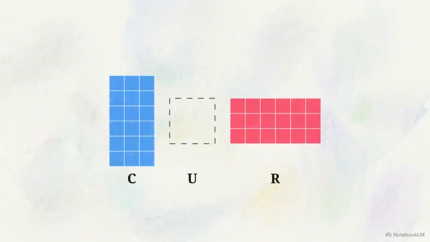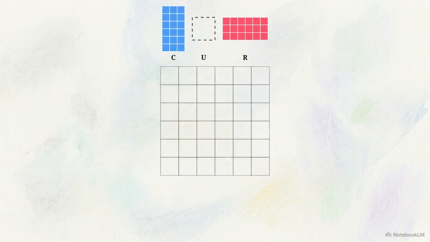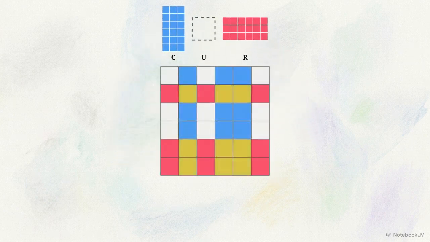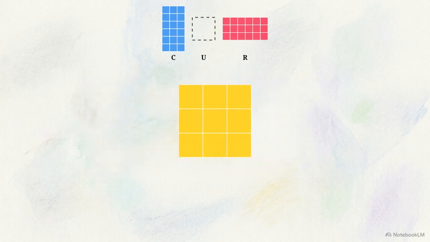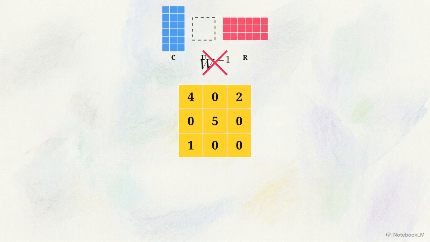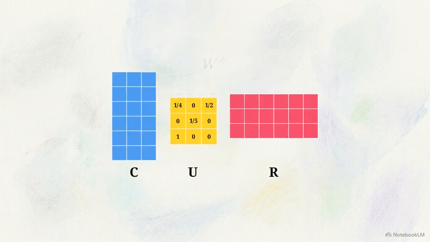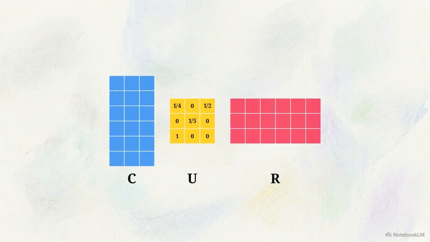Here is the empty space for the U matrix. To connect our sparse columns and rows, we locate where they cross within the original matrix. Those exact intersection points are extracted to form a small square matrix called W. The algorithm requires the inverse of W. Because W is sparse, it's rarely perfectly invertible. The solution is the Moore-Penrose pseudo-inverse, running SVD on W and inverting only the non-zero elements. This transformed matrix slides into place as U.